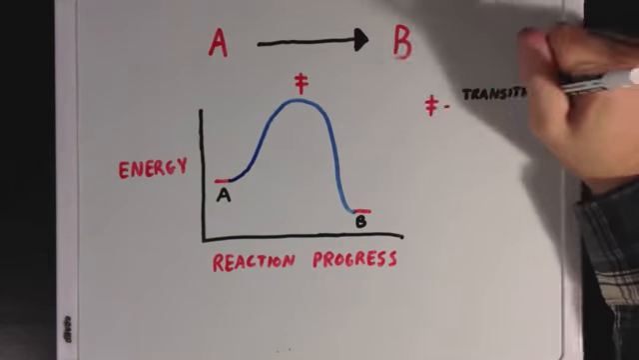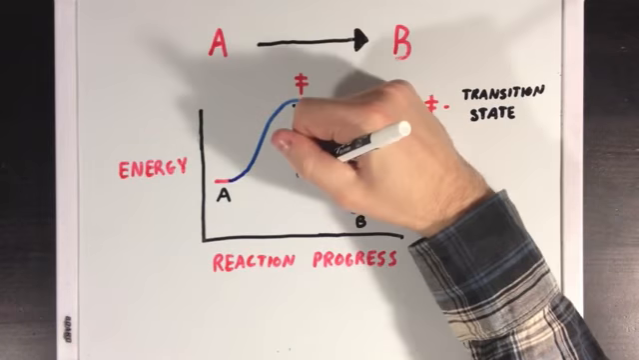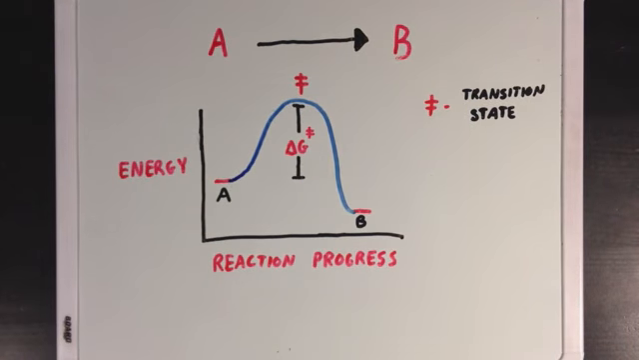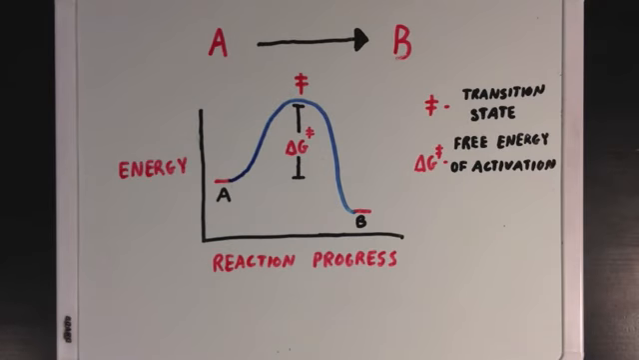The transition state of a reaction, which is represented by this double dagger symbol, is the highest energy point on the path from A to B, and it's where you'll find the most instability throughout the entire reaction. Now the difference between the energy level where we start and the top of our graph at our transition state is what we call the delta G double dagger, or the free energy of activation. And this is the amount of energy that A needs to have in order to break the reaction barrier to ultimately get to point B.